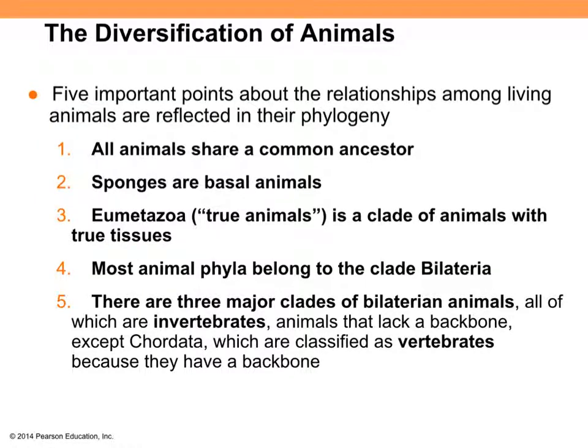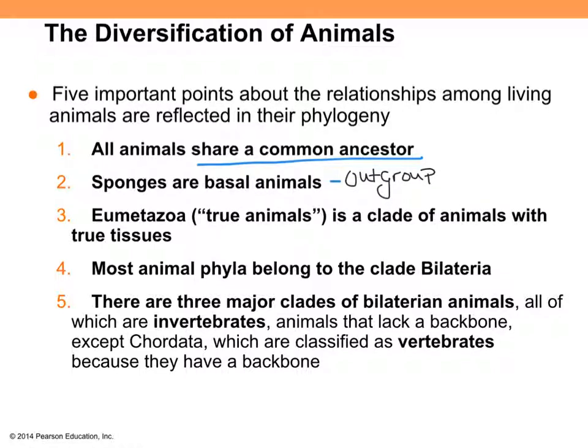So this slide has 5 important facts that we have learned about animals. So looking at the phylogenetics of these organisms, we see that animals all share a common ancestor. Okay, we also know that sponges are the basal group or the outgroup of our tree. We also know that eumetazoa, or true animals, all have true tissue. So there's only one group, the sponges, that lack true tissue.